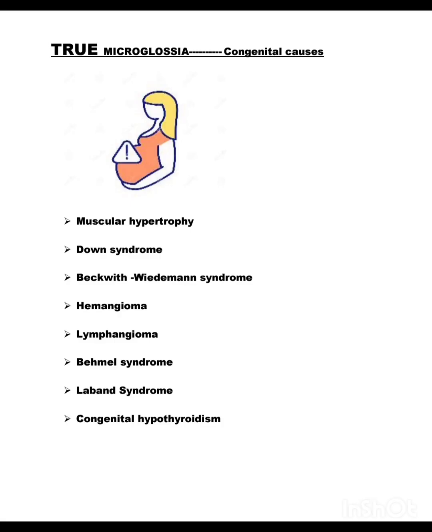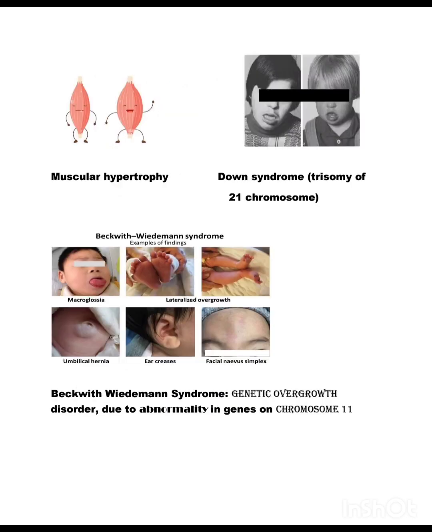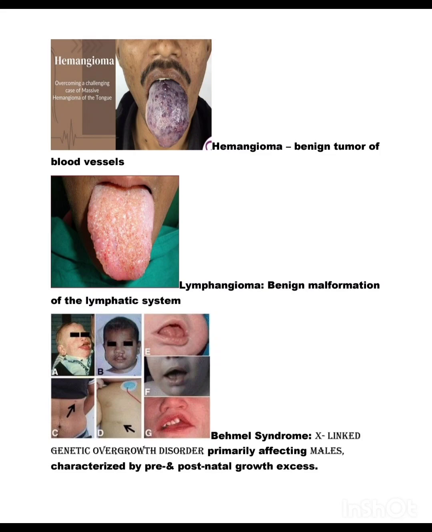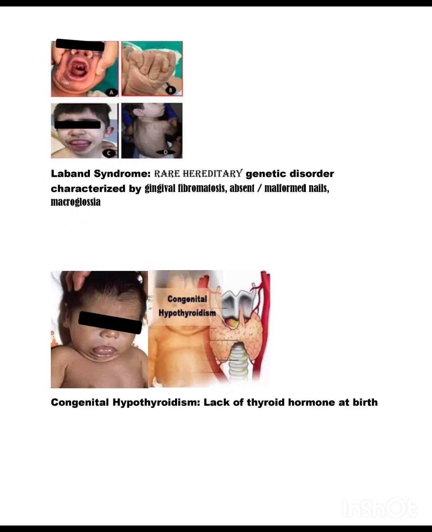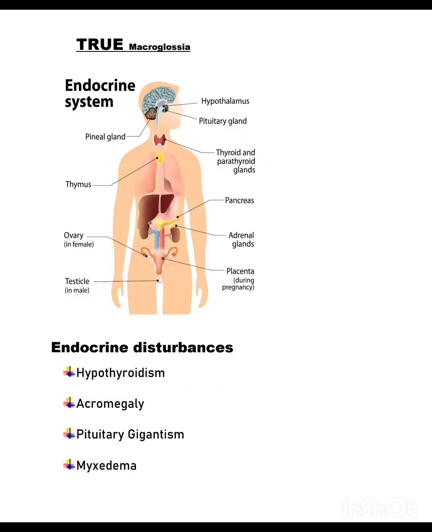Now we will discuss true macroglossia. In this condition, there is a true enlargement of the tongue associated with several clinical conditions. True macroglossia may be seen in congenital conditions such as Down syndrome, Beckwith-Wiedemann syndrome, Laband syndrome, hemangioma, lymphangioma, and congenital hypothyroidism. It may be associated with endocrine disorders, infections, neoplasm, and metabolic disorders, which we can discuss in detail.